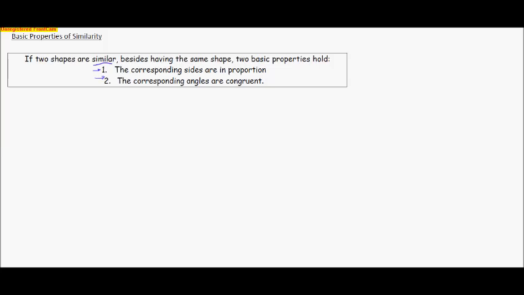But before we do that, just take a look at the box at the top of the note packet. We have to know about these two properties in order to do the problems. It says if two shapes are similar, and we know what that means, same shape, but not necessarily the same size, besides having the same shape, these two properties hold. The corresponding sides are in proportion, and the corresponding angles are congruent.